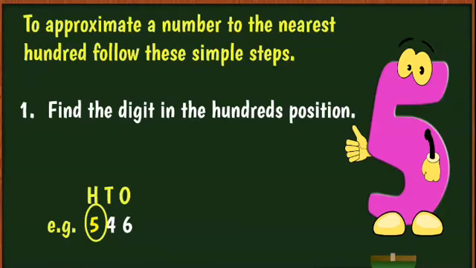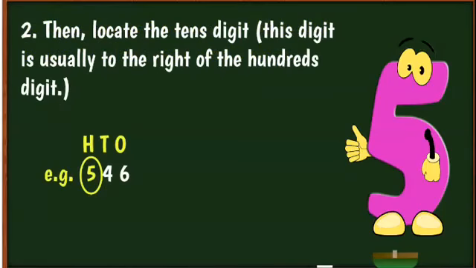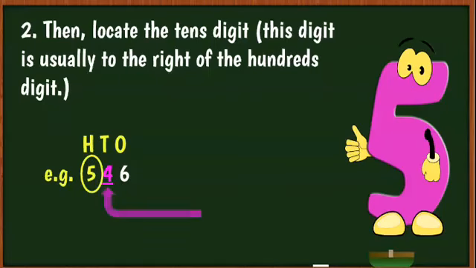So 5 is in the hundreds place. Step 2: Then locate the tens digit. Now this digit is usually to the right of the hundreds digit. So our tens digit is 4.